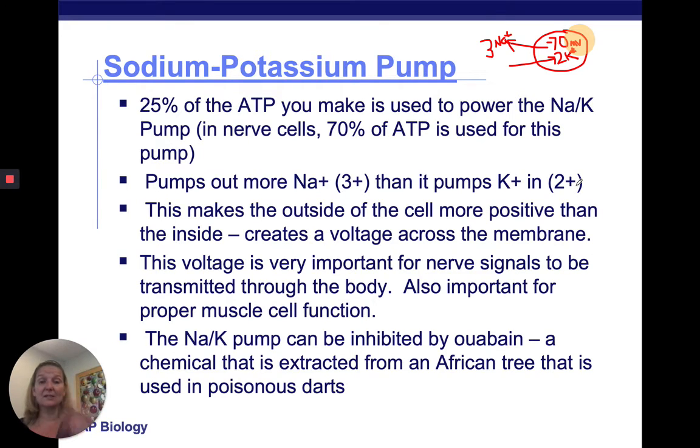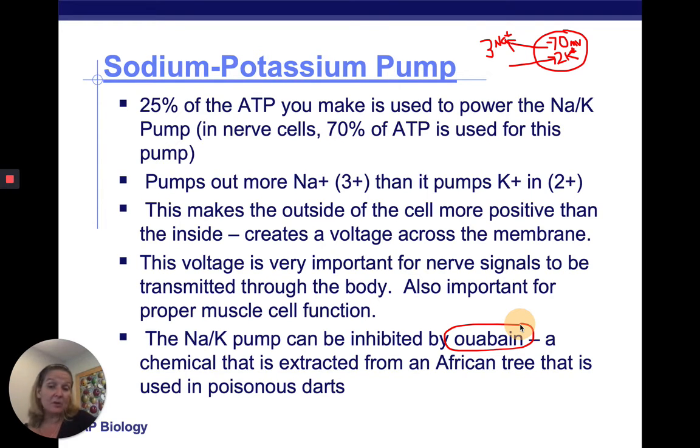Very interesting little fun fact here. Maybe this will be in trivia. There's a chemical called ouabain, and that is the chemical that's on Amazonian poison tree darts, like into your neck, you're dead. The way ouabain works, and it's a natural substance from a tree, is it actually shuts down the sodium-potassium pump.